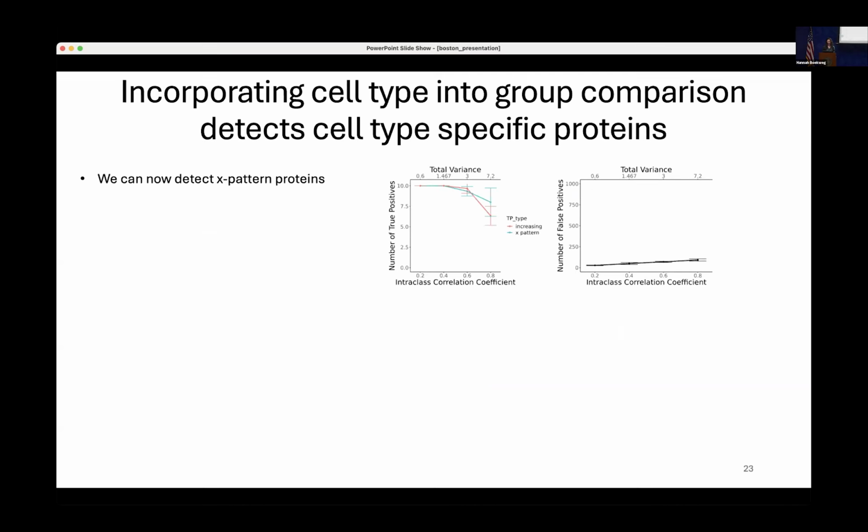These are the results of comparing conditions within each cell type using our recommended model. And you can see that now finally we are detecting these X pattern proteins, and that also our sensitivity for the increasing proteins is much higher.